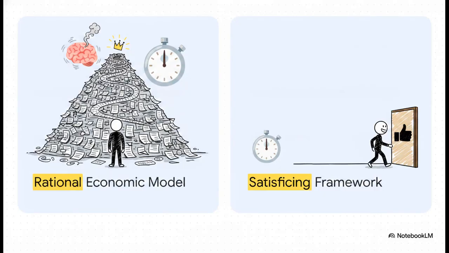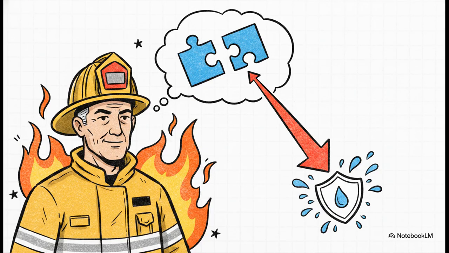Now, we also have to take a second to acknowledge human limits. The classical rational economic model assumes we can evaluate all alternatives and optimize everything perfectly. But Herbert Simon introduced the concept of satisficing based on bounded rationality. It's simply the realization that humans have limited cognitive capacity and limited time. Often the smartest move is to just search until we hit an acceptable, good enough threshold, rather than endlessly seeking perfection.